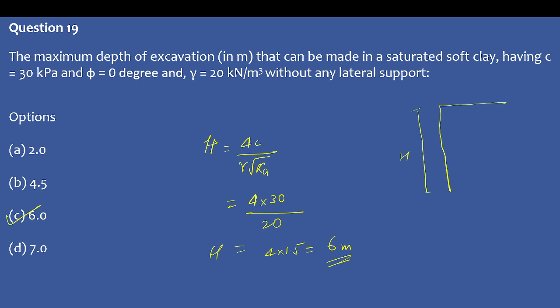Usually the maximum depth of excavation that can be made in such a soft clay having c equals 30 kPa, phi equals 0 degrees and gamma equals 20, without any lateral support, can be calculated as h equals 4c upon gamma root Ka. 4 is given to you, c is 30 kPa, gamma is 20 kN, and root Ka you need to evaluate. So the correct answer which you will get without any lateral support, h equals 4 into 1.5, which is 6 meters.